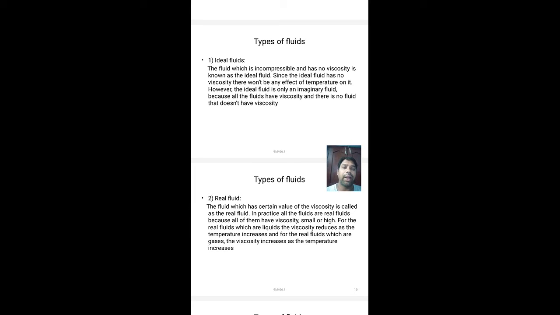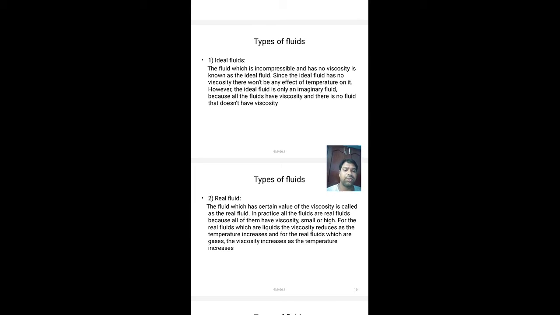Since the ideal fluid has no viscosity, there won't be any effect of temperature on it. Since it is ideal, there is no effect of any temperature on an ideal fluid. However, ideal fluids are only imaginary fluids. Imaginary fluid means we have to imagine it, right?